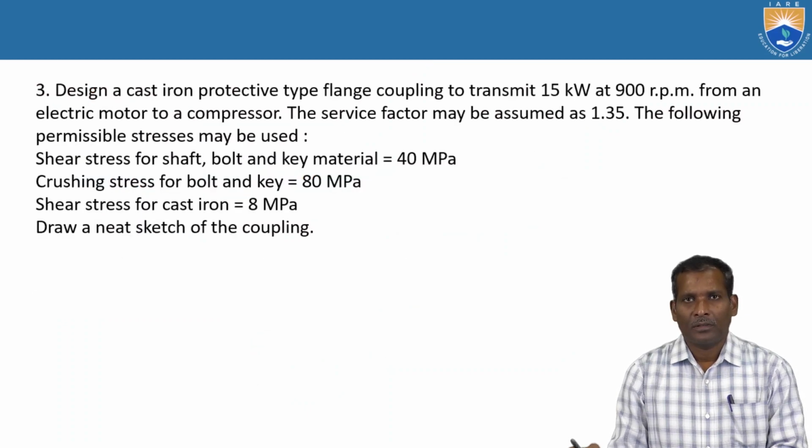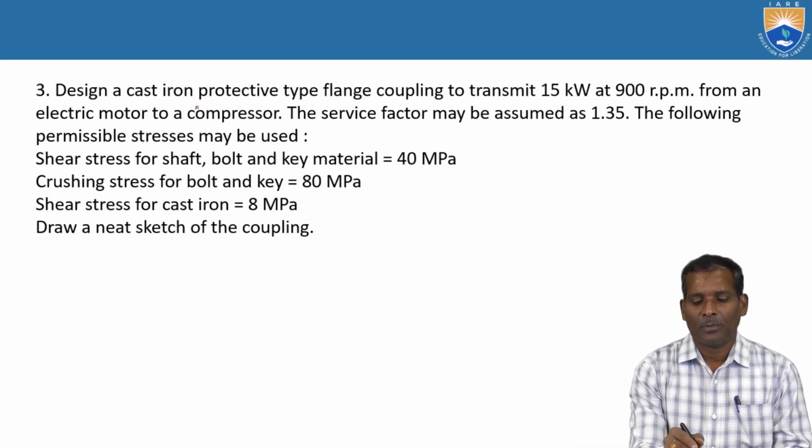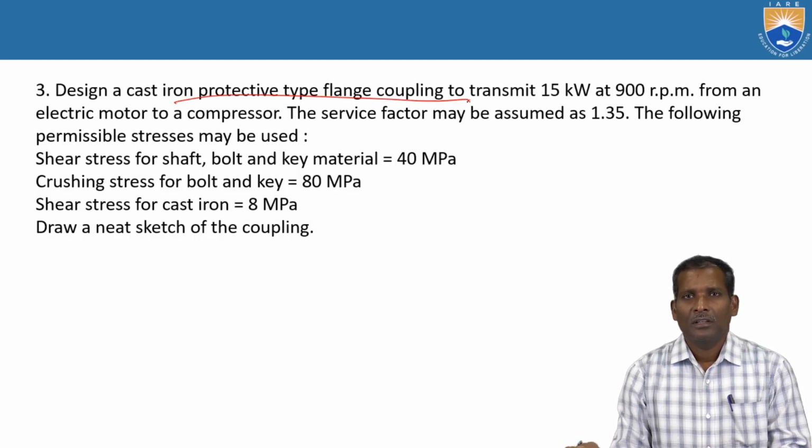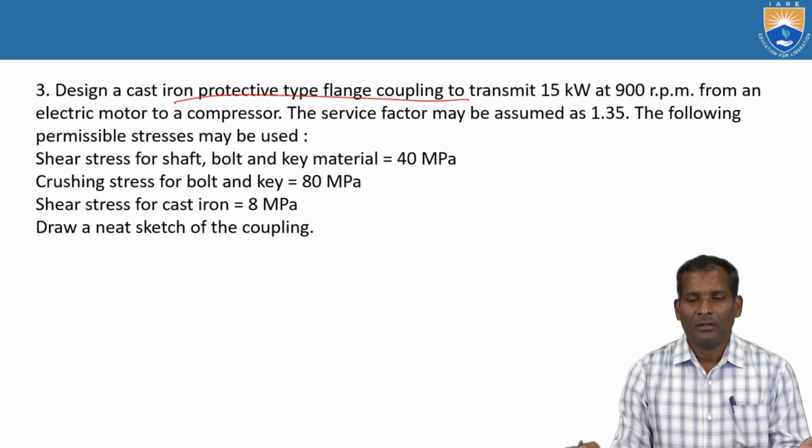Next, the third problem, on a cast iron protective type flange coupling. In the previous cases, we learned rigid types of coupling: muff coupling, or sleeve coupling, and clamp coupling. Protective and unprotective type flange couplings are also classified under rigid type only. The only difference is that flanges are used here. These flanges are integrated with the shaft, having an outer diameter and a pitch circle diameter for placing the bolts.